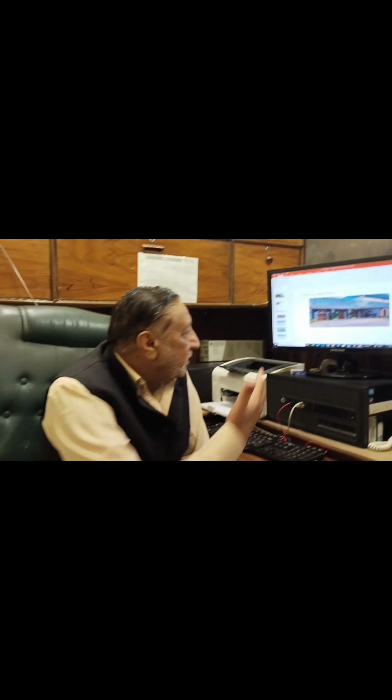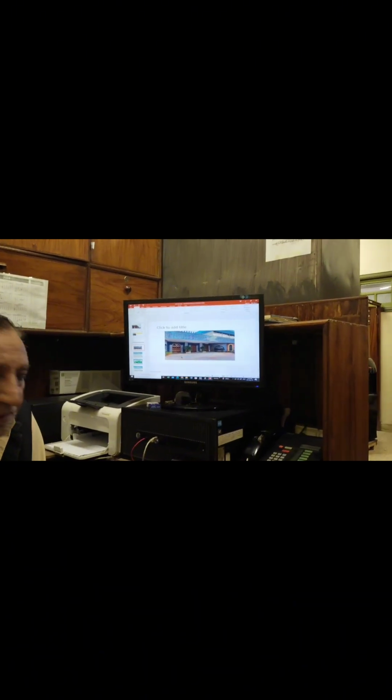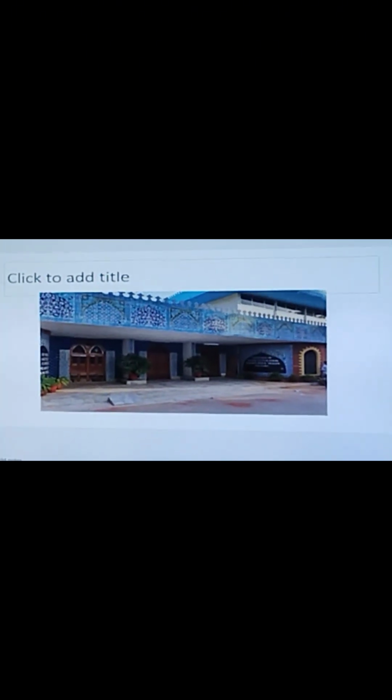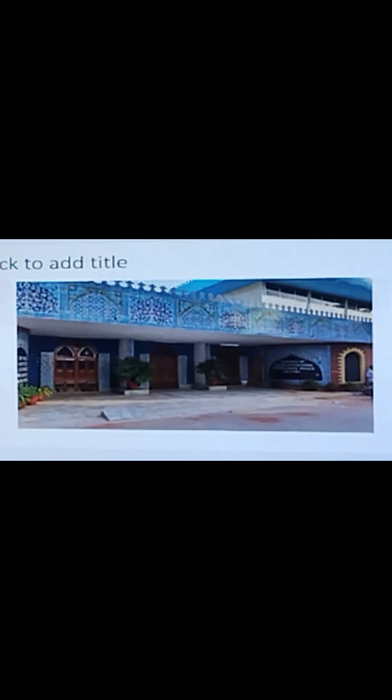And then coming, this is the beautiful Hyderabad Museum near Rani Park. That is a beautiful garden.